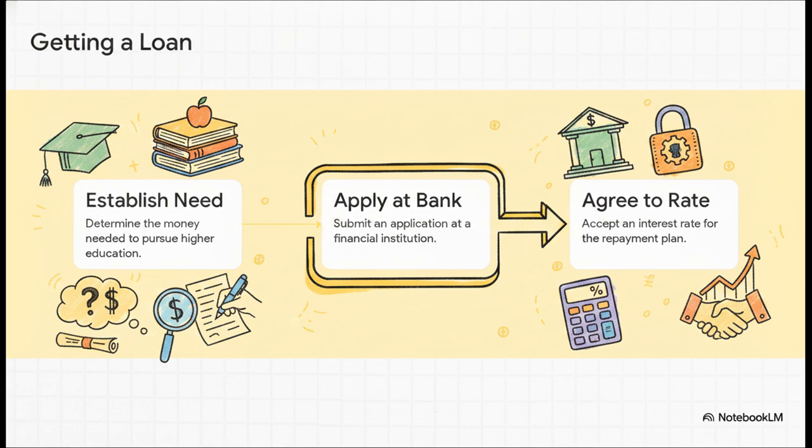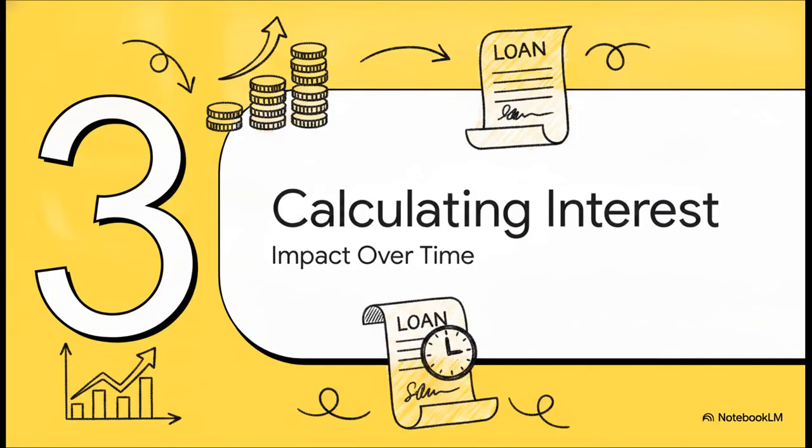You absolutely must agree to an interest rate for repayment. This agreement is the entire linchpin of the deal. No financial institution is going to hand over that principal amount without locking in exactly how that interest is going to behave. Which brings us to arguably the most important part of our analysis. Section 3, Calculating Interest over time. This is where we really see how interest rates impact loans once the paperwork is signed.